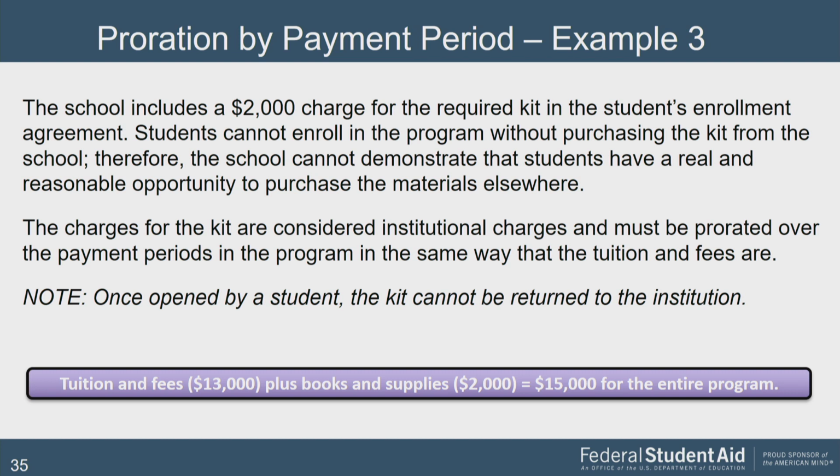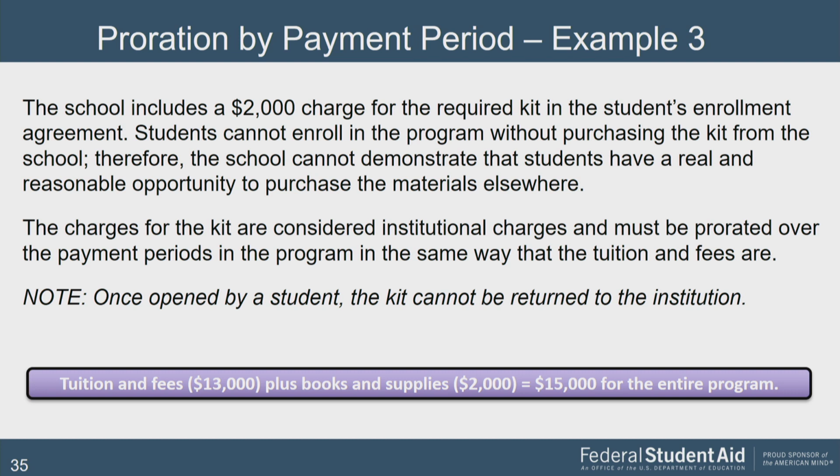So this is definitely an example of where the tuition and fees, where the books and supplies, rather, are part of tuition and fees. Students are not allowed to enroll in this program without purchasing the kit from the school. So the school is not giving the student any other opportunities. It must be purchased from the institution. Therefore, the school cannot demonstrate that the students have a real and reasonable opportunity to purchase elsewhere. In this case, the school is saying you must purchase from us. Therefore, that real and reasonable opportunity cannot be said to exist. The charges for the kit are considered institutional charges and must be prorated over the payment periods in the program the same way as tuition and fees must be.